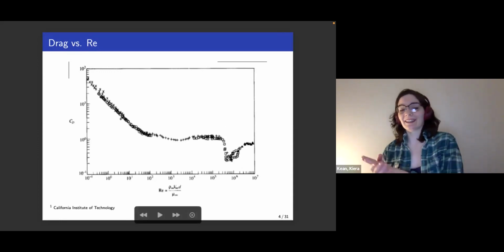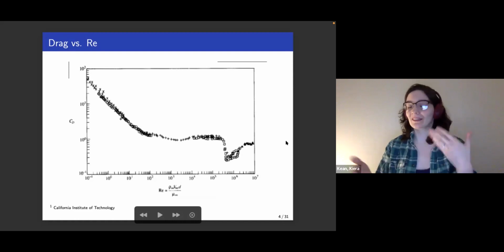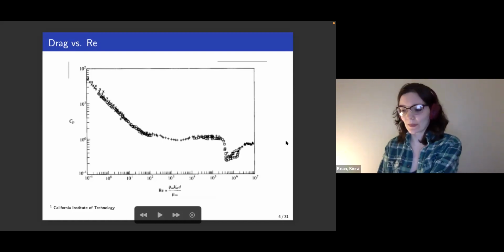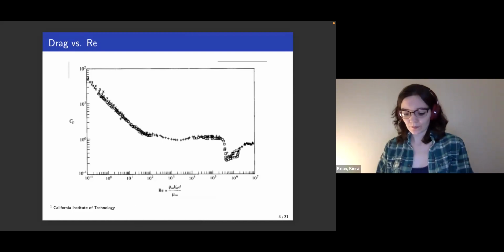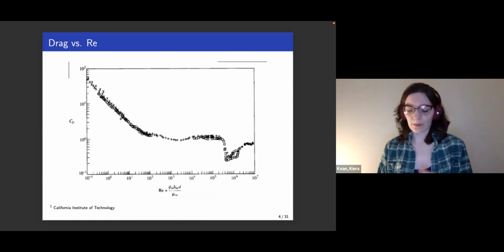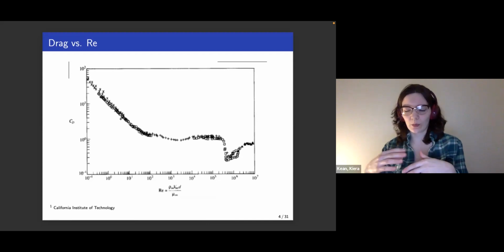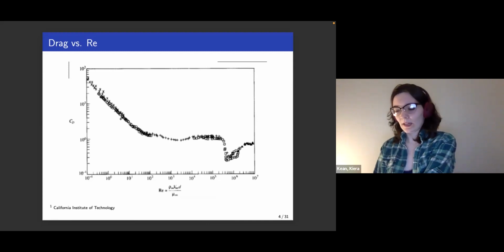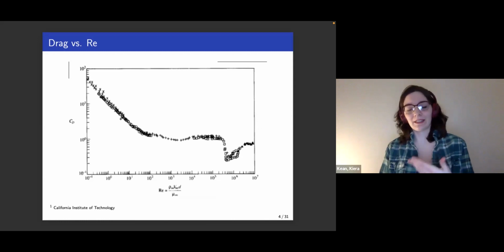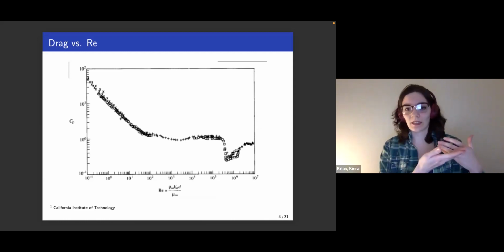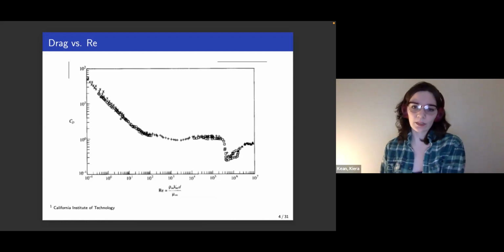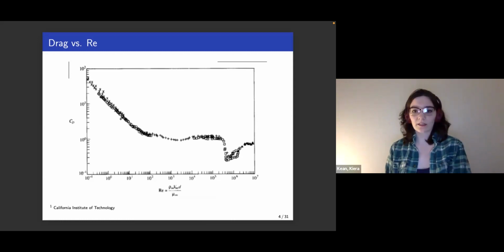This here is a drag crisis, and it looks like it decreased, but there's both pressure drag and the drag of the wake behind the object, and when the wake detaches, this drops off. But the important thing to see is that this will approach a constant in reality.